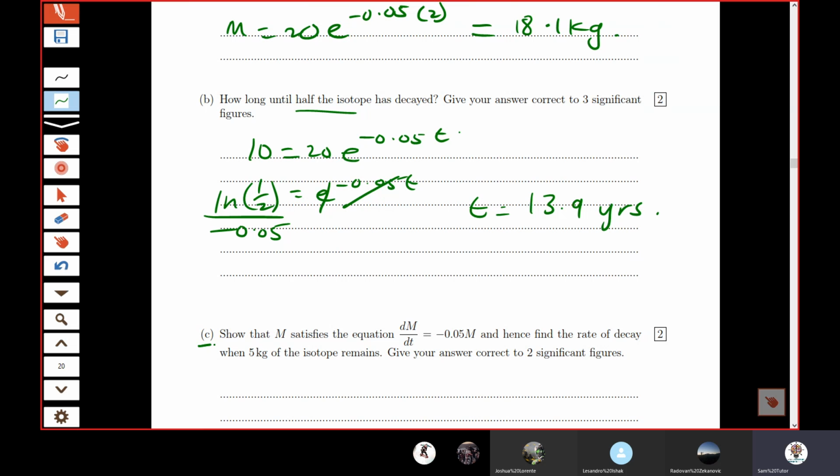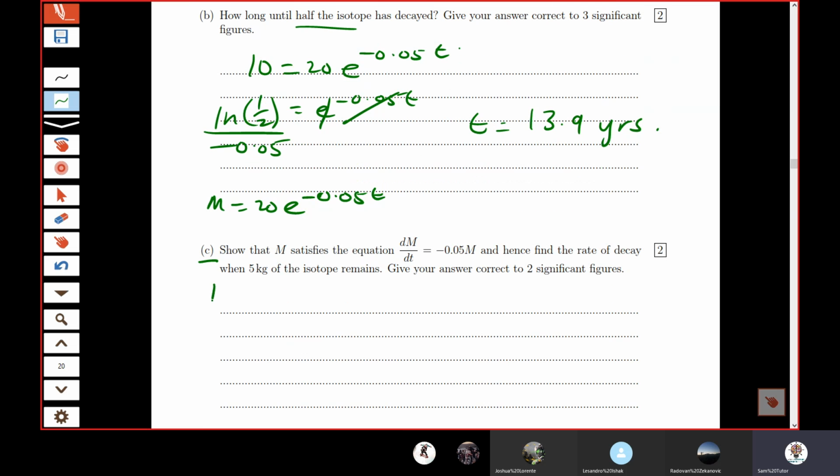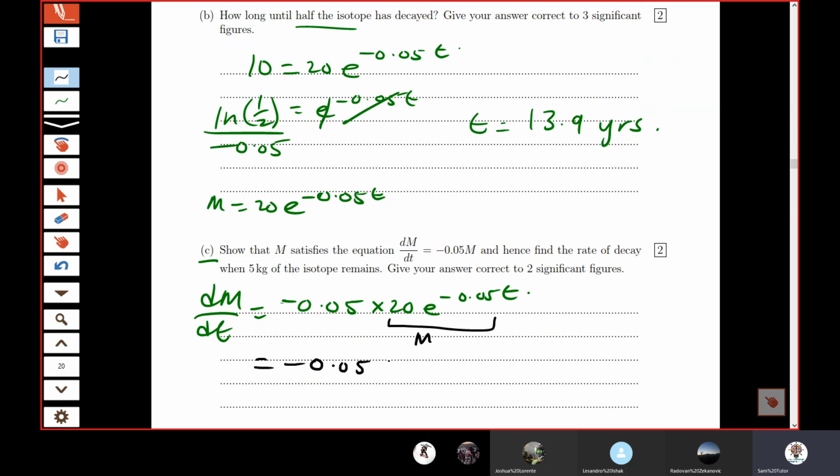Show that M satisfies this equation, and hence find the rate of decay when 5 kilograms of the isotope remains. Of course, all you're going to do is differentiate. So start from the original, M equals 20e^(-0.05t). Differentiate. Remember, exponentials will always remain as exponentials. And then you just times by the derivative of the power. You'll know straight away that this is equal to M, and your answer is just negative 0.05 M.